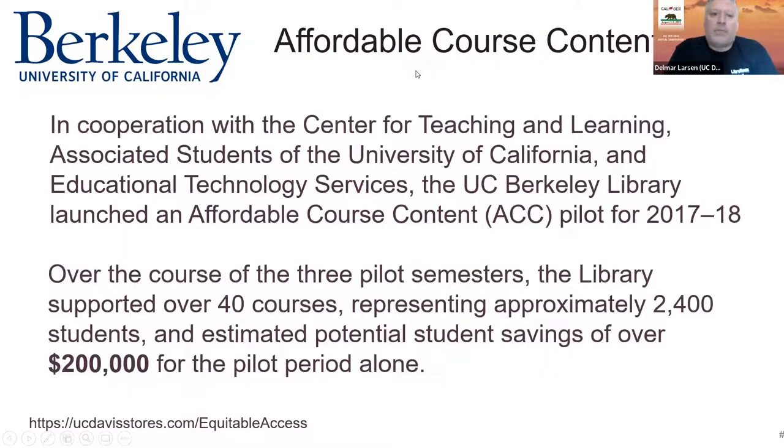Okay, so let's start talking about several of the system-wide programs out there. There are five campuses that I want to talk about. One is Berkeley, and Berkeley started this a few years ago. They did a pilot in 2017-2018, referred to as the Affordable Course Content Infrastructure. This is a collaborative effort by the Center for Teaching and Learning, along with associated students of their campus, educational technology services, and the library, all together to run this pilot.